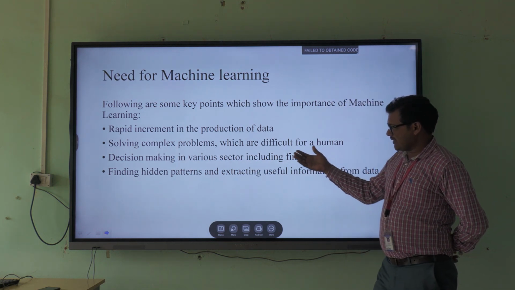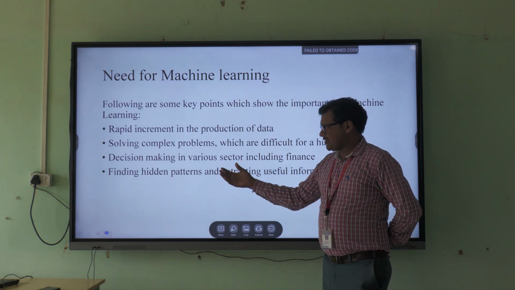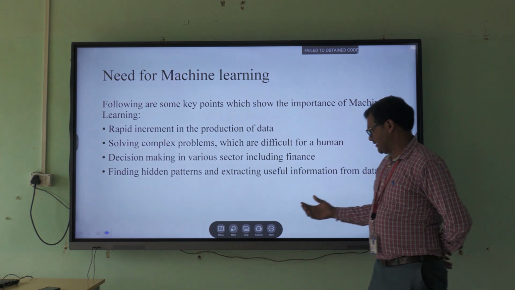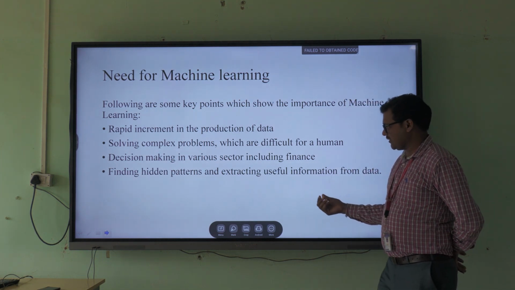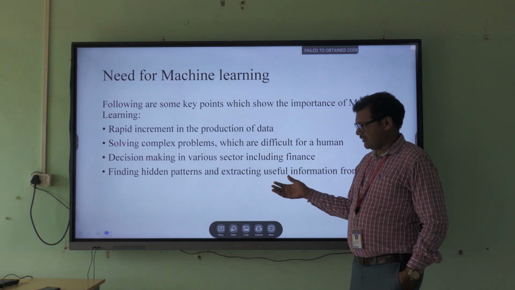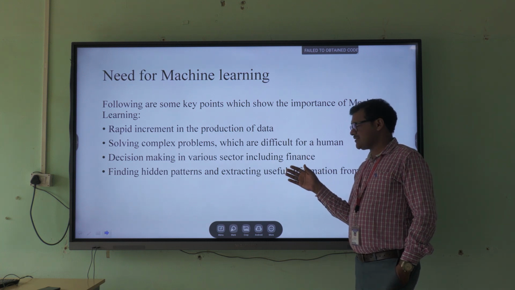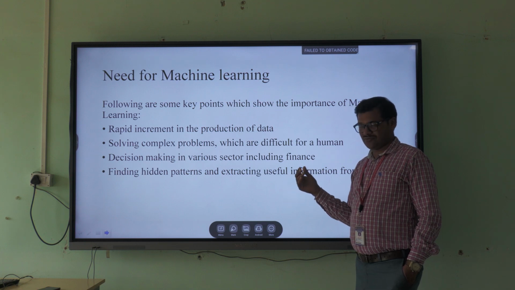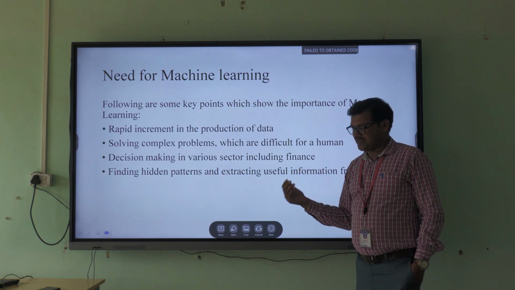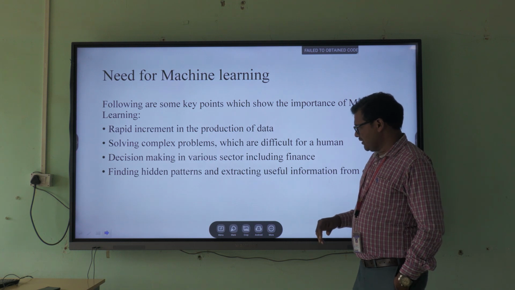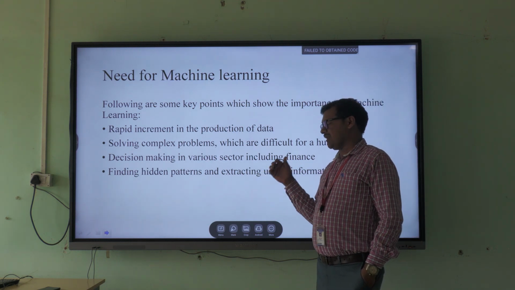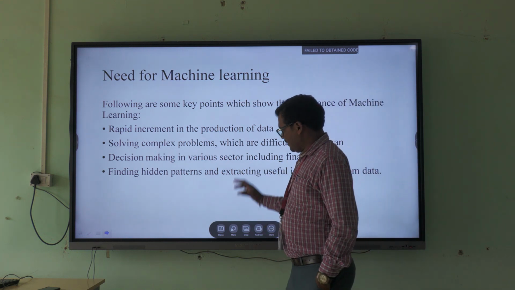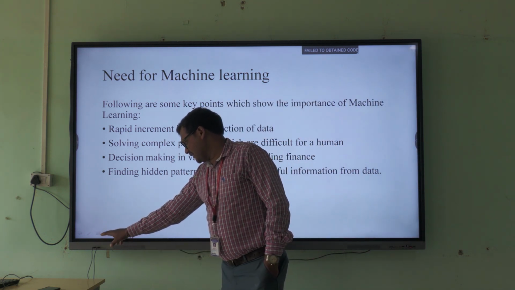In these cases also we use machine learning, and decision making in various sectors including finance, and finding hidden patterns and extracting useful information from data. These are very useful applications which most organizations use in real time, to know the sales of the products they manufacture. They are able to identify customer behavior regarding the products, how customers are thinking about the products. Everything they are able to predict by using these machine learning algorithms.